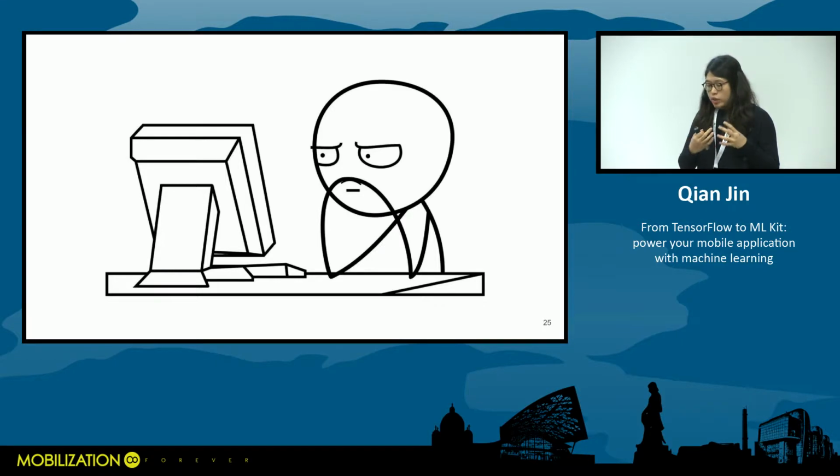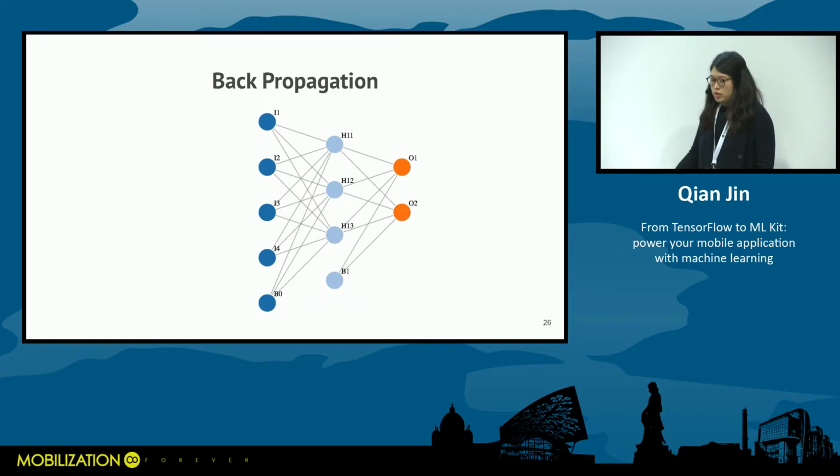But how do we actually train a model? How do we actually train a neural network to work for the purpose of our project? So actually, we should use a method called backpropagation. So how does backpropagation work? First, we will have a neural network. All the weights on these synapses are initialized randomly.